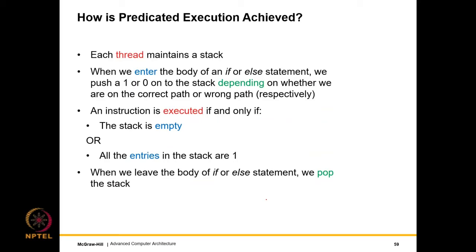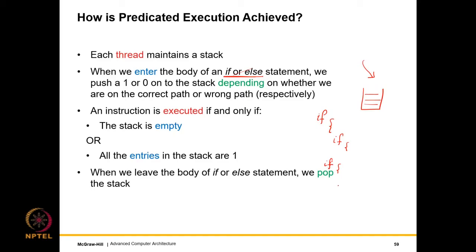So how is predicated execution achieved? Well, each thread maintains a stack. When we enter the body of an if or else statement, we push a 1 or a 0 onto the stack, depending on whether we are on the correct path or the wrong path, respectively. So when I'm entering the body of an if statement or an else, I push a value onto the stack. If I'm on the correct path, I push a 1, otherwise it's a 0. Now, coming to why it's a stack, well, because we could have nested if statements, right?